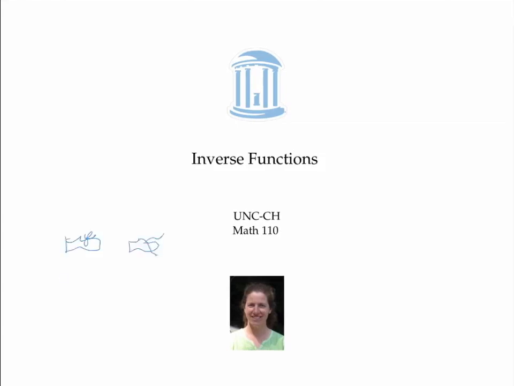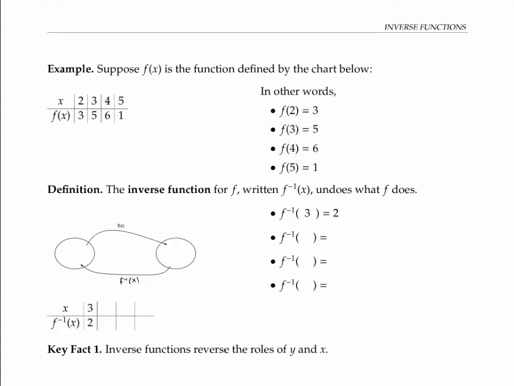And the inverse of the function that adds 2 to a number would be the function that subtracts 2 from a number. This video introduces inverses and their properties. Suppose f of x is the function defined by this chart. In other words, f of 2 is 3, f of 3 is 5, f of 4 is 6, and f of 5 is 1. The inverse function for f, written f superscript negative 1 of x, undoes what f does.